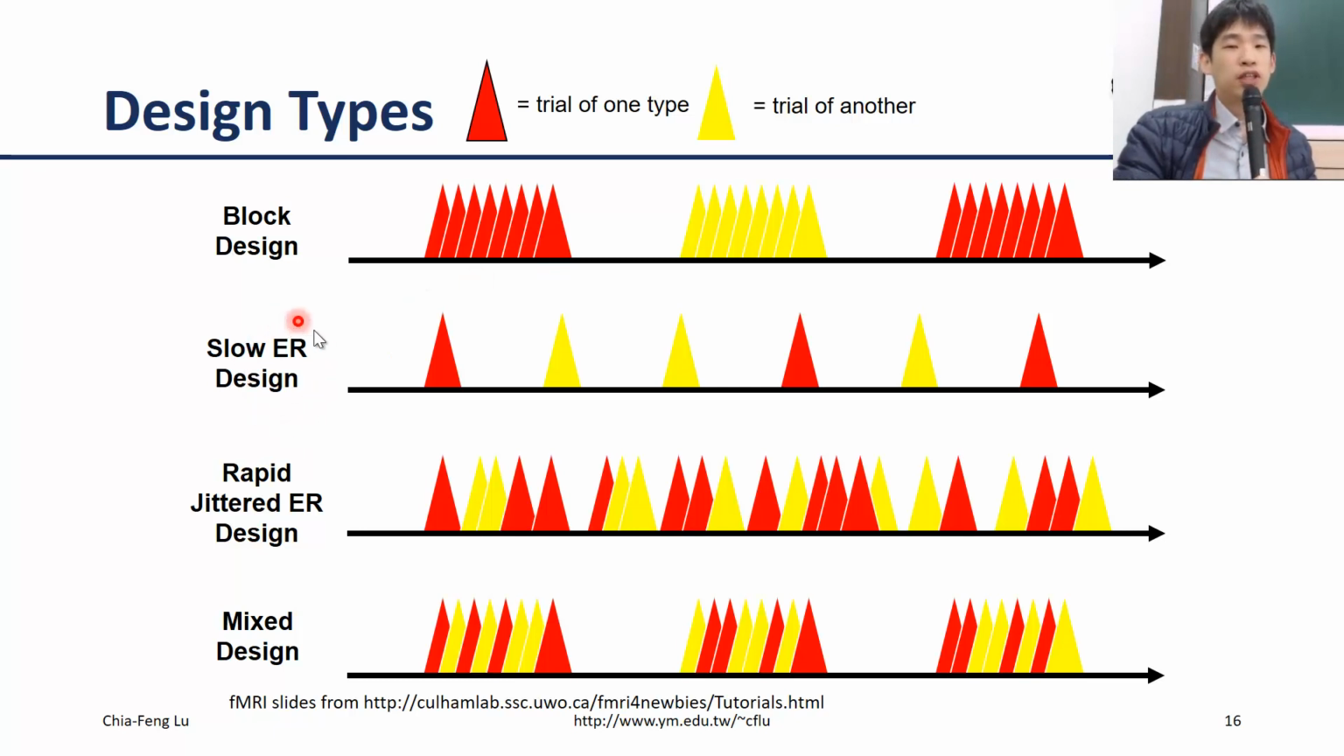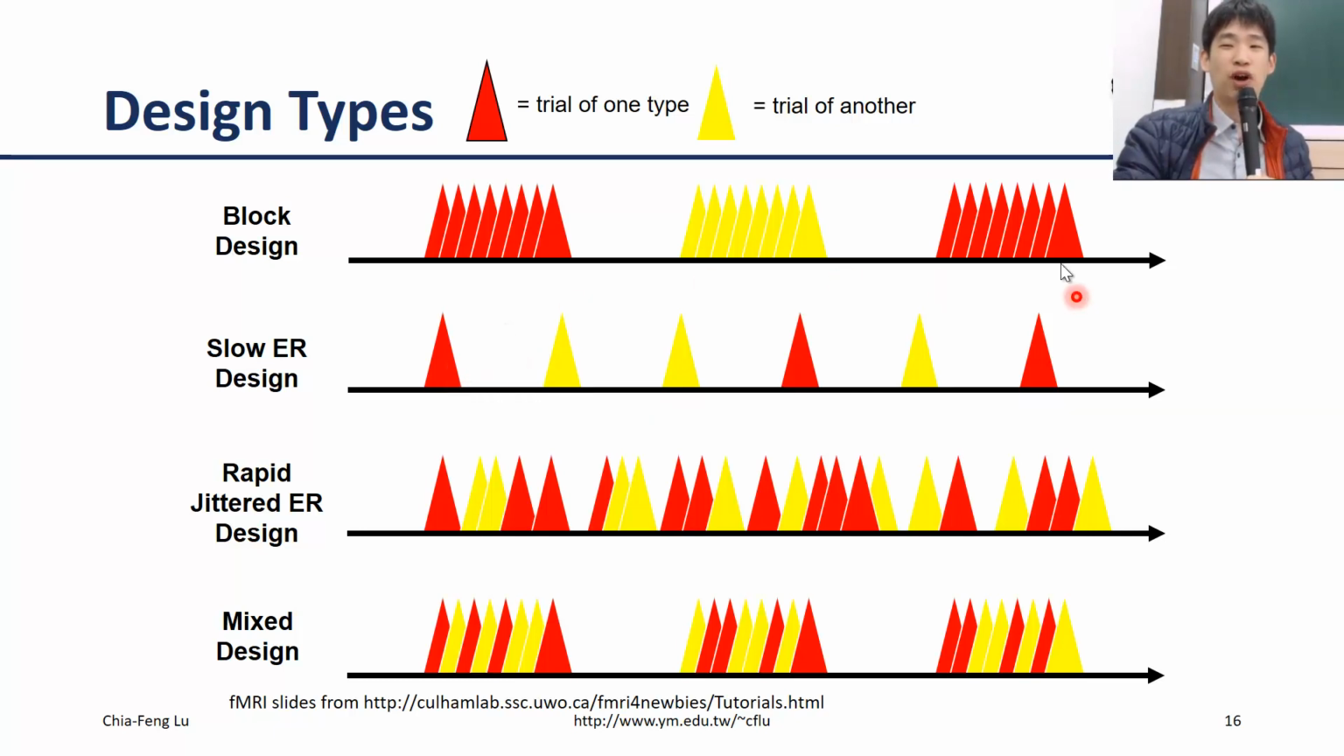Now for the slow event-related design, ER represents event-related. For the slow event-related design, we simply deliver one single stimulus at a time. So you can see here, just one single grasping for the right hand. And we will wait for another 10 to 20 seconds. Then the subject is asked to perform the left hand grasping. Okay, and again, left hand, right hand, left hand, right hand. As you can see here, why do we say slow? Because most of the time, the subject is doing nothing. Just relaxing, doing nothing.